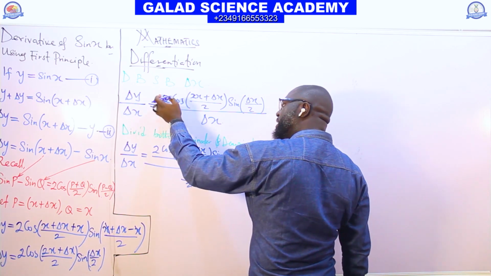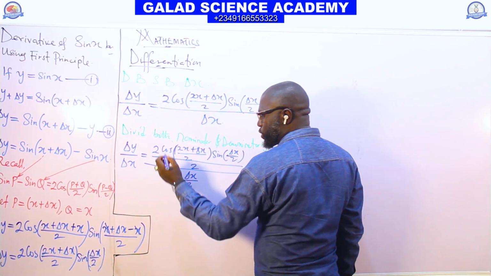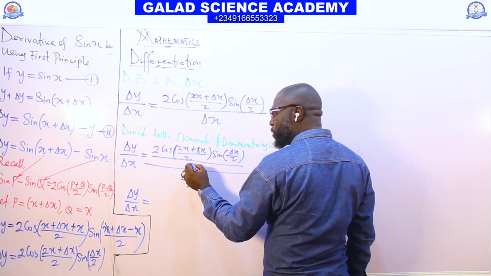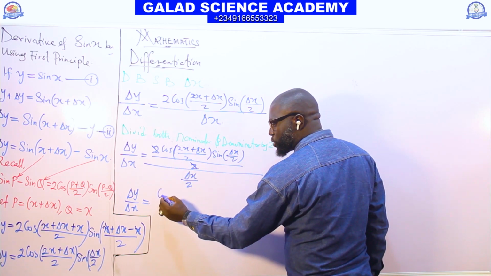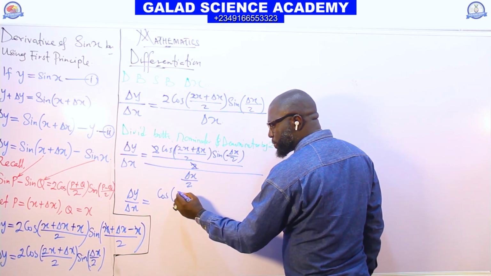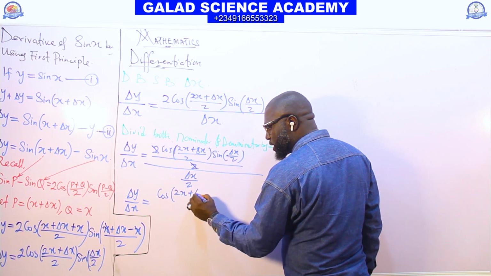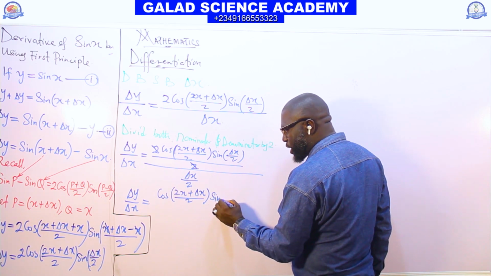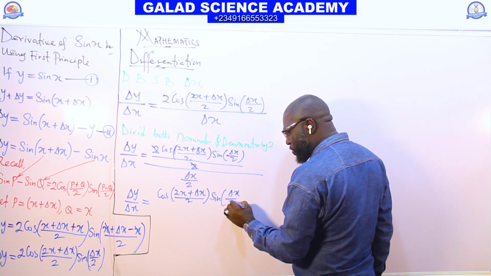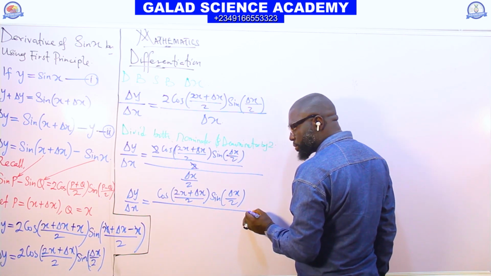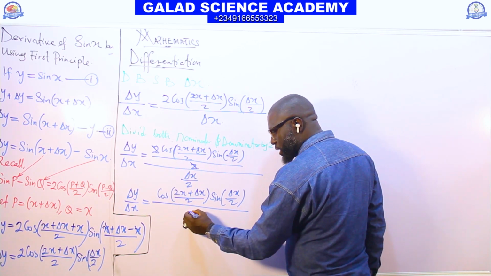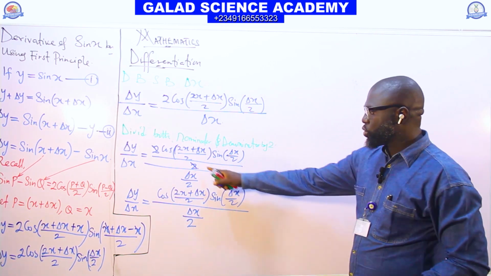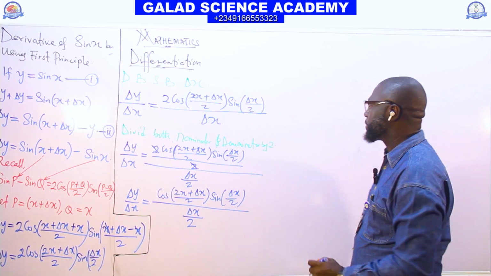In order to eliminate these 2, the next step is dy over dx. These 2 will cancel these 2. We are left with cos angle of 2x plus change in x, everything over 2, then sine angle of change in x over 2, then over change in x over 2. You know these 2 have gone. We have this with this. Good.